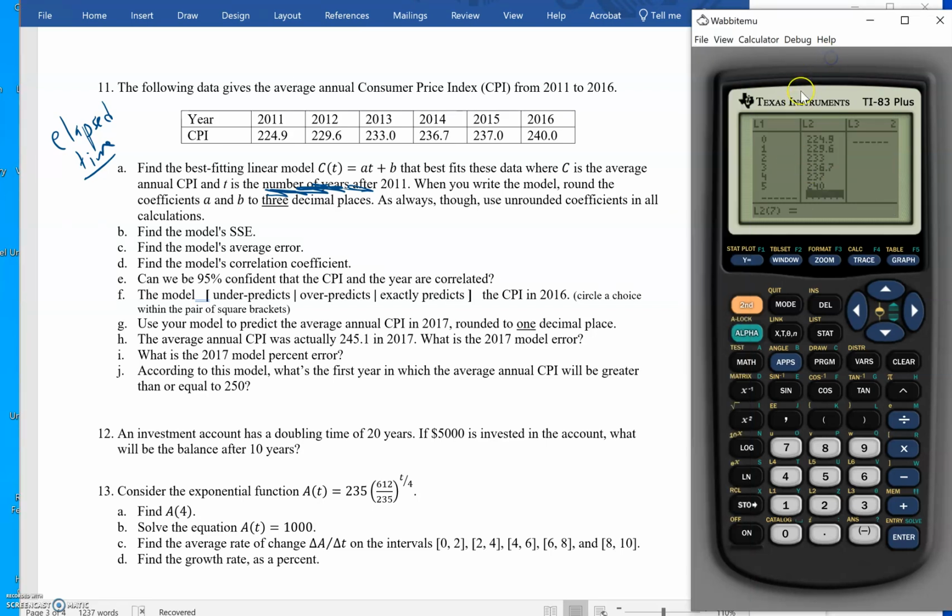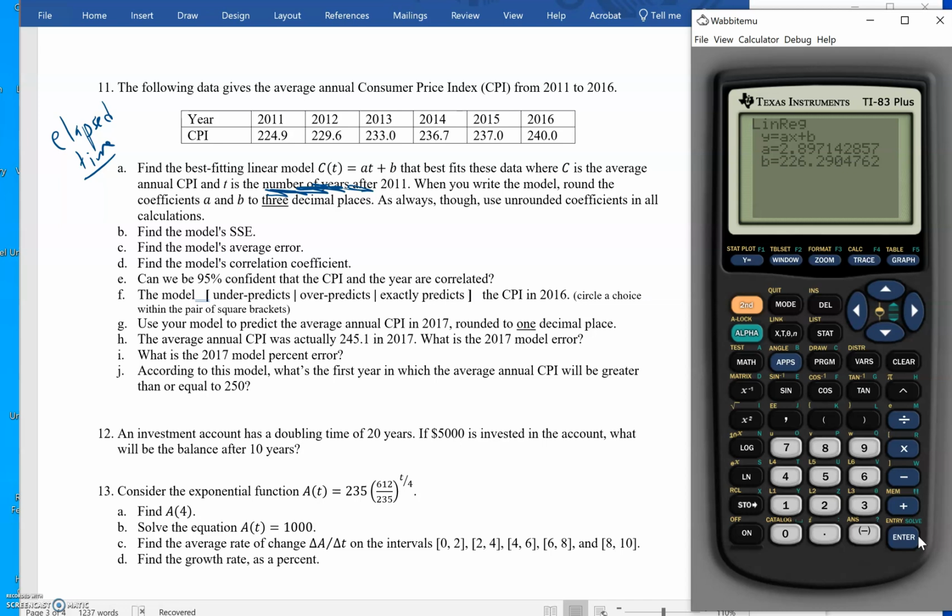Okay, so I've entered the data in the calculator, and as I said, I did reset column L1 to start at time 0. That corresponds to year 2011. So make sure you do that, and the way I know to do that is because it says number of years after. So that's an important point. If you don't do that, then you will be wrong on your answers here, at least on some of them. Okay, so now I'm going to do linear regression. I know to do linear because it says linear, so this is not exponential, so be careful. So number 4, L1, L2, vars, y vars, function y1, and there is our best fitting linear model, 2.897x plus 226.29. Okay. So question B says find the model's SSE.